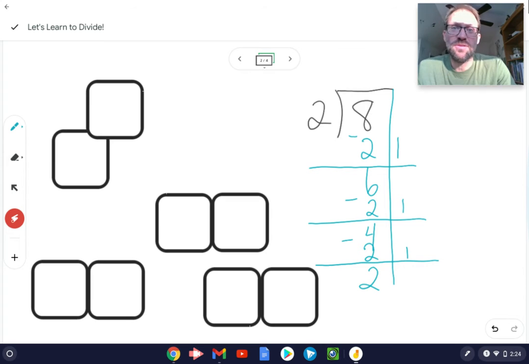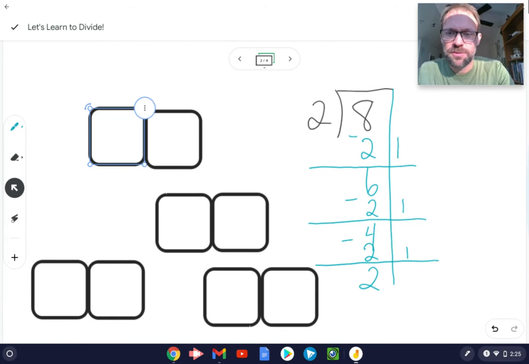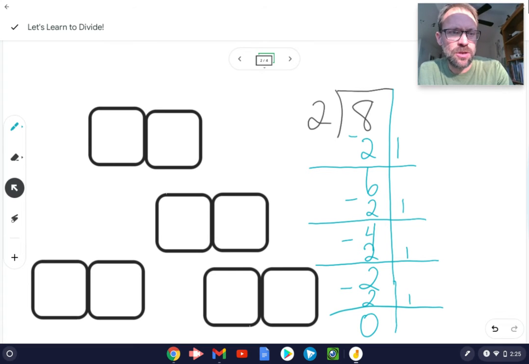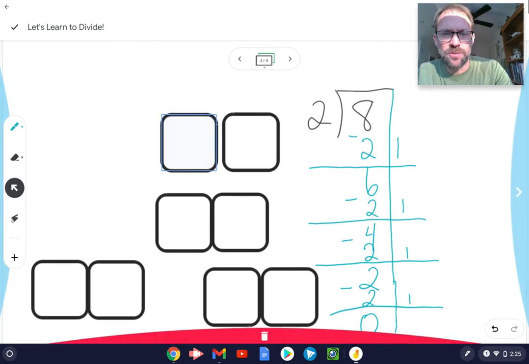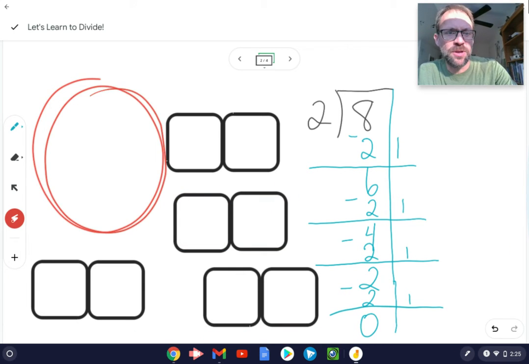And so we ask ourselves the same question again. We just keep repeating those steps over and over. Can we make another group of 2 from these 2 here? Sure we can. So let's do that. 1, 2. So we made one more group of 2. Let me continue that line down. One more group of 2. And we'll take that 2 away from the pile. And that leaves us with nothing left. So let me move these pieces over here so we can see more clearly. There's nothing left of the pile that we started with.